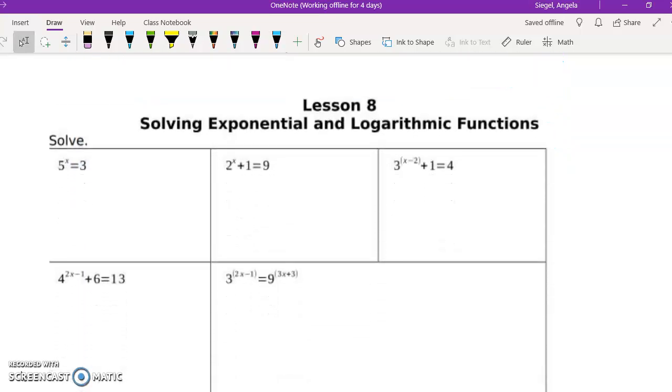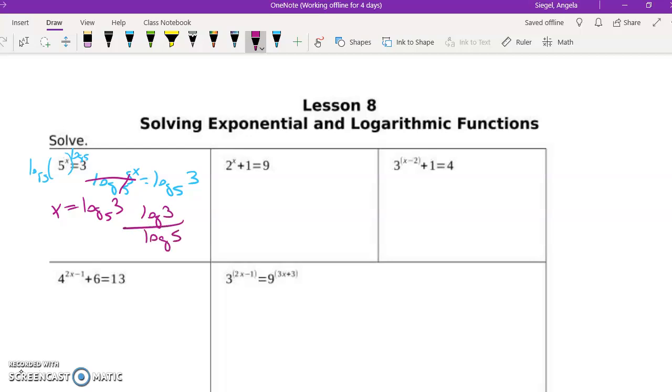Okay, these are just more practice problems, so really nothing new. I'm just going to add the log base in each of these. So in other words, I'm going to say log base 5 of 5^x equals log base 5 of 3. These cancel, and so I get x equals log base 5 of 3. And then I'm going to apply the change of base formula. So this ends up being about 0.682.